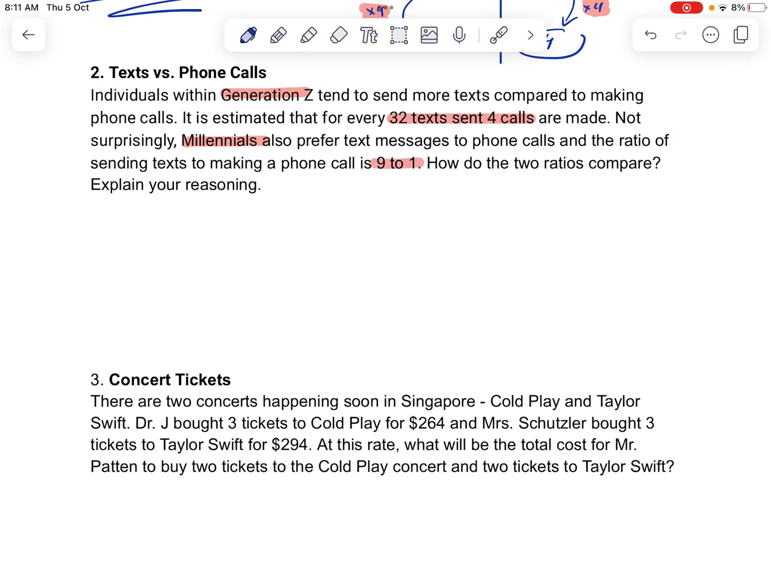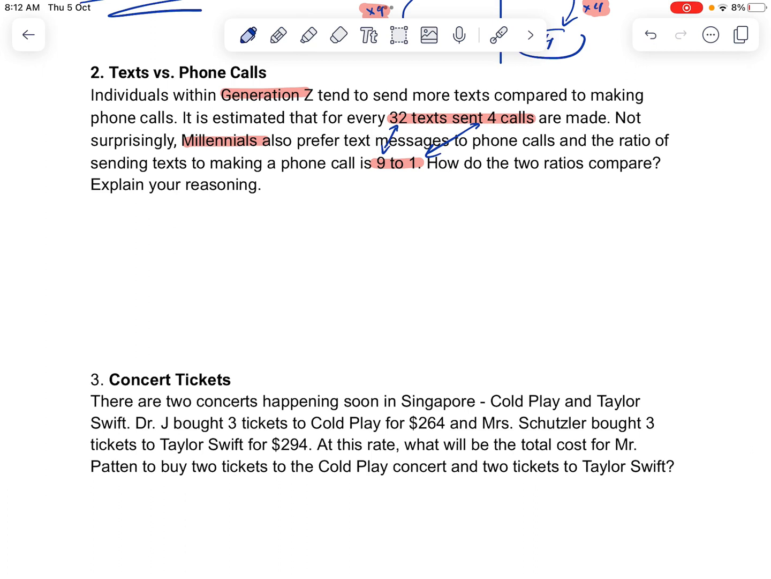So I need to come up with a comparison about these two, like who's sending more texts versus phone calls. In order to make a comparison, I either want to make the text numbers the same or I want to make the call numbers the same. And in order to organize my thinking, I'm going to use a double number line on this one.